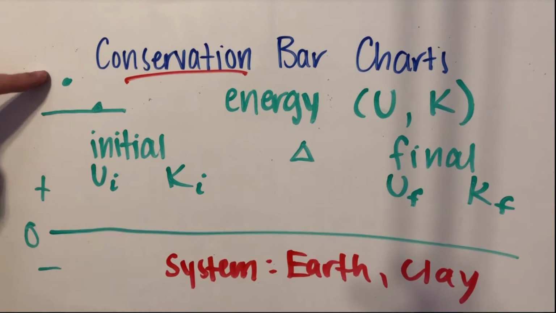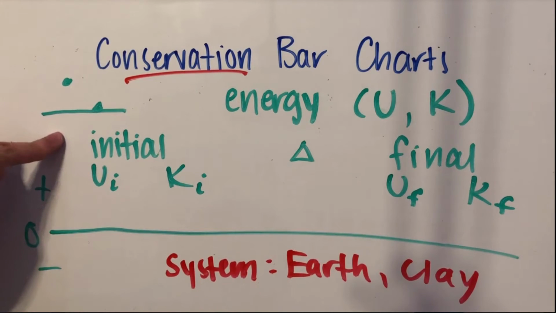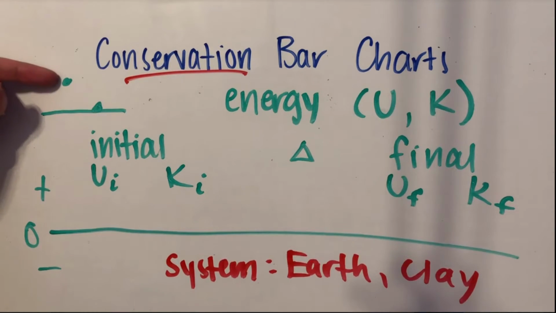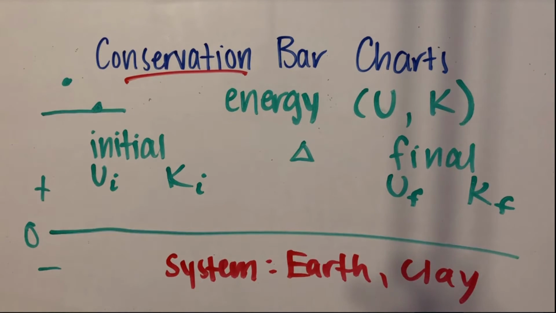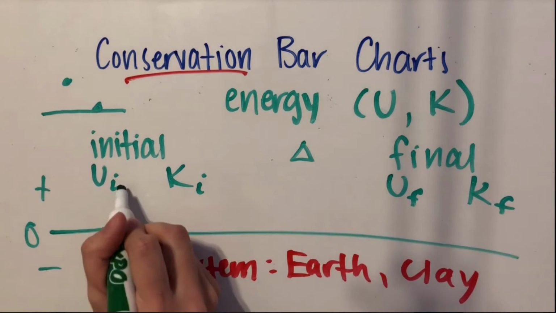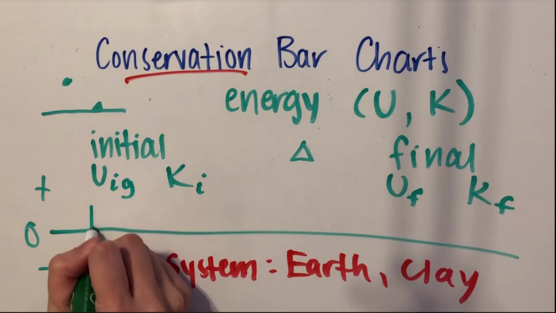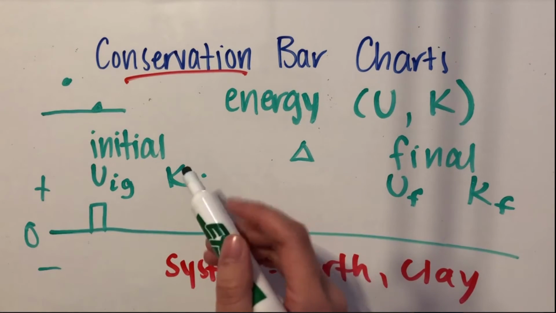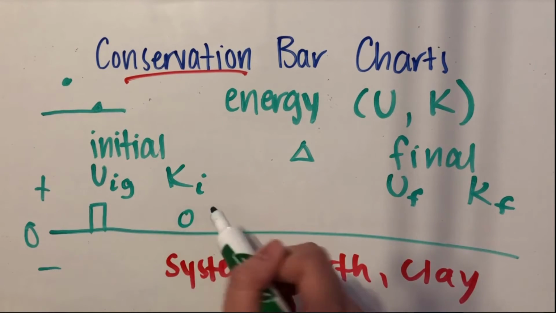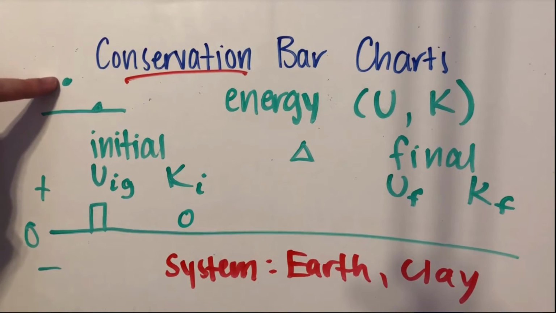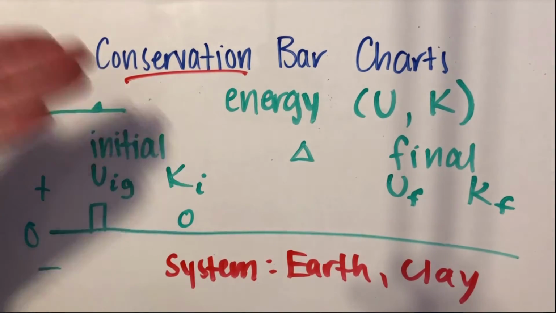In the initial stage, we'd say that the piece of clay has gravitational potential energy because we're holding it up in the air and it has the potential to be pulled down. The only thing that's stopping it from hitting the ground is that you're holding it in the air. If you want to specify this to be gravitational potential energy, you could put a little g subscript, and that energy would be positive. Then the initial kinetic energy would be zero because it's moving at 0 meters per second. You're just holding it and it's stationary in the air.